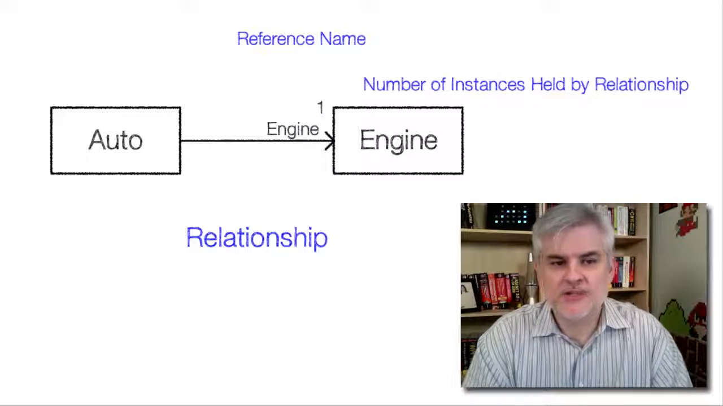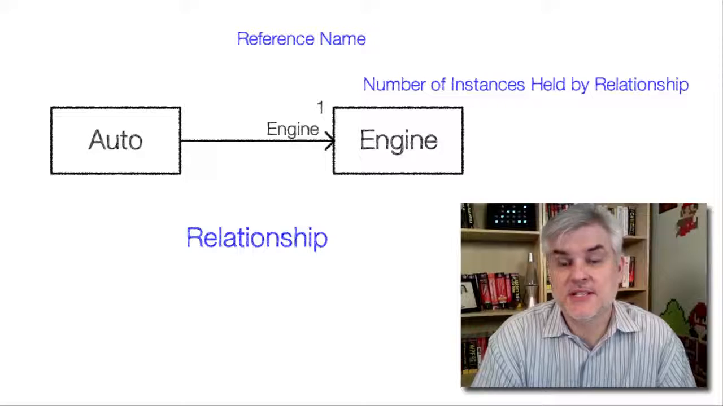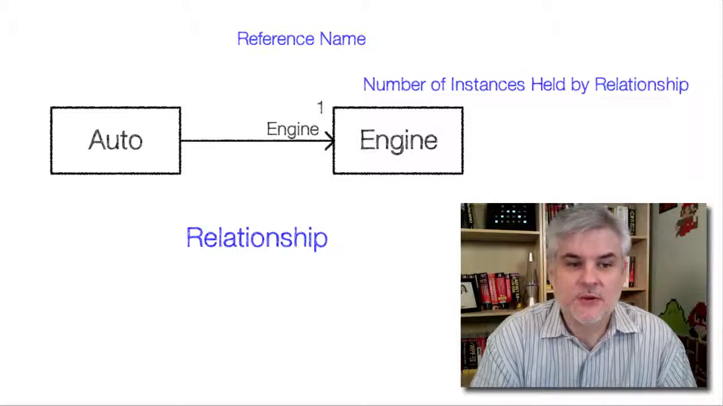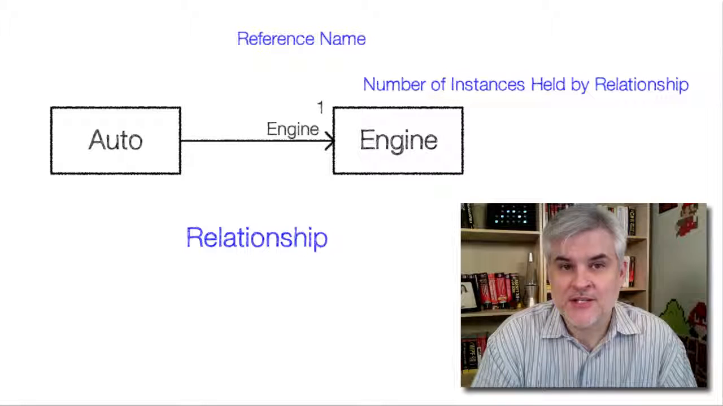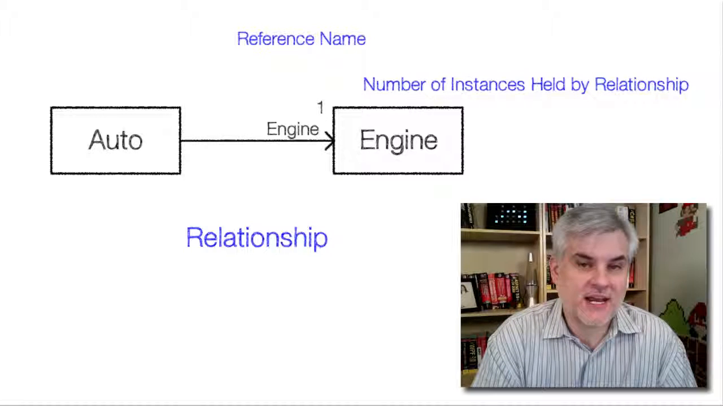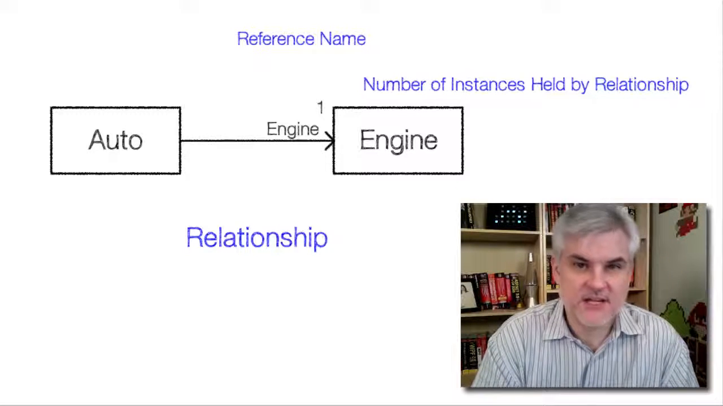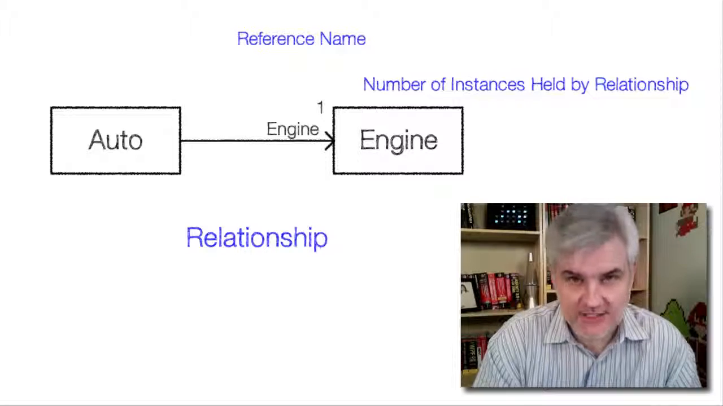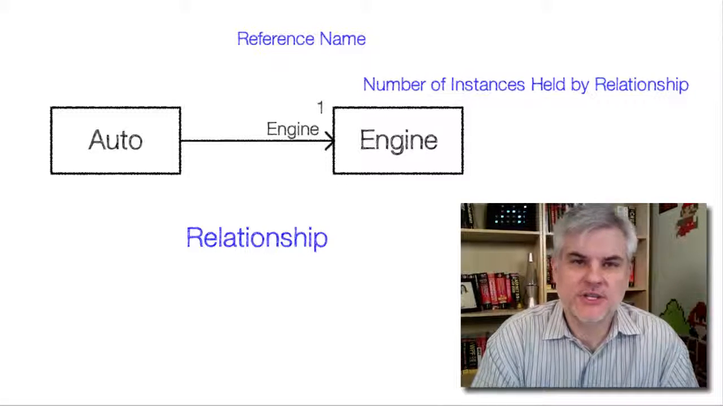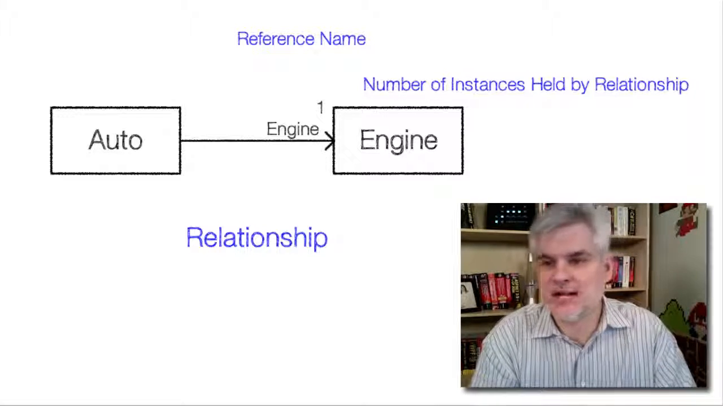Then you can also denote the number of instances that are held by the relationship. So in this case, an auto will hold one reference to an engine and will reference that engine using the engine field of our class, right? So that's all we're trying to do, is establish the relationship between two classes. All right, so let's move on.